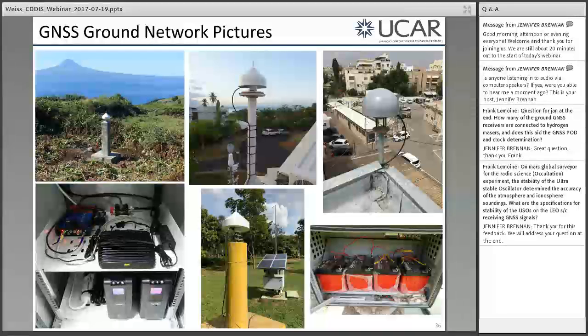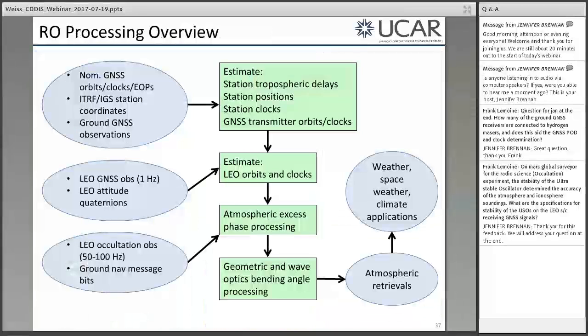Just some pictures of the sites. So we're trying to do geodetic quality, triple frequency tracking, all in view GNSS kinds of setups, so that the data will be useful not just for our occultation processing, but for geodetic and atmospheric science in general.